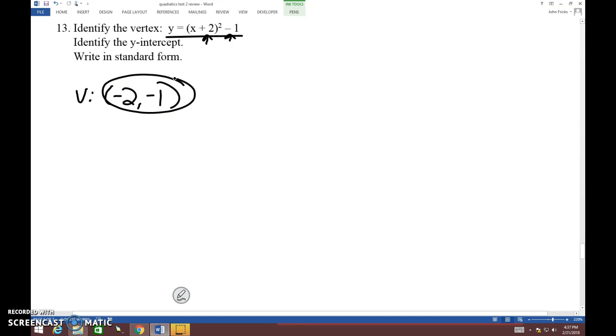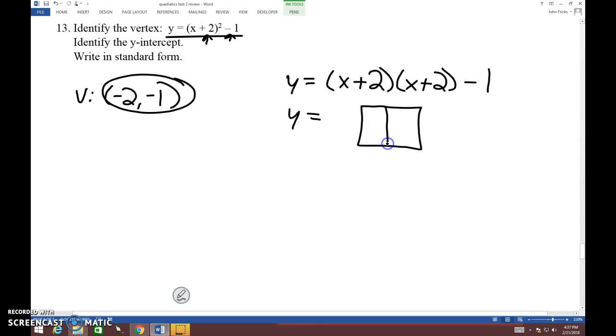To identify the y-intercept, we're going to need to write it out in standard form, which it also says write in standard form, so that works out for us. So to write this out in standard form, all we're going to do is just write out our x plus 2 squared as x plus 2 times x plus 2. And then we'll have minus 1 on the end. And then this is going to be, once again, distributive property. So you're going to be either foiling or you're going to be box strategy here. So I'm going to go ahead and do box strategy. So that's going to be x plus 2 and x plus 2.